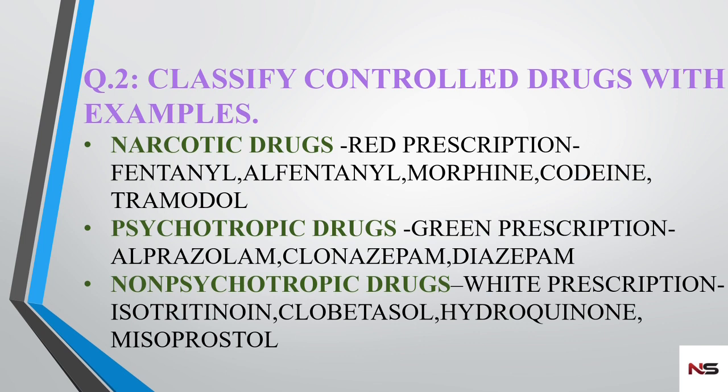For the psychotropic drugs: alprazolam, clonazepam, diazepam. For non-psychotropic drugs, examples are isotretinoin, clobetasol, hydroquinone, misoprostol. So one important thing is the color of the prescription. For narcotic drugs, red prescription. For psychotropic, green prescription. Non-psychotropic, white prescription. They will generally ask this, and they will also ask for the examples.